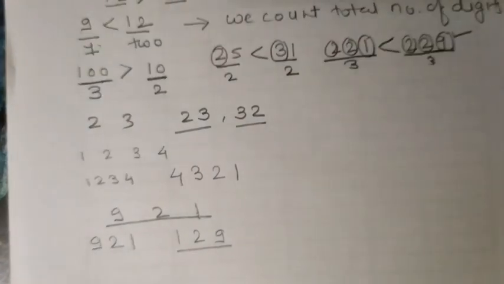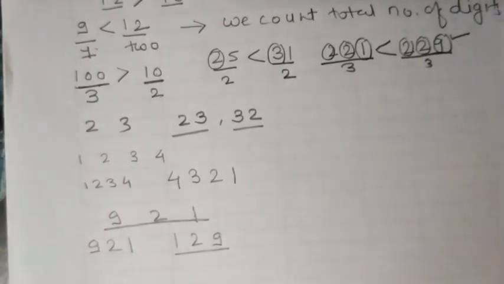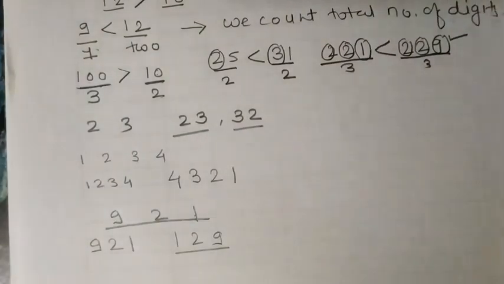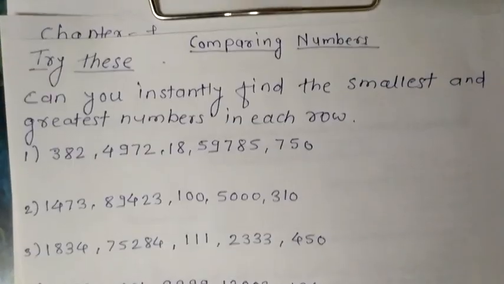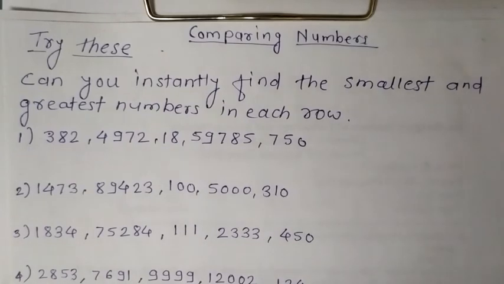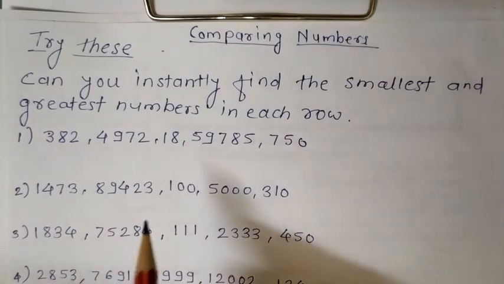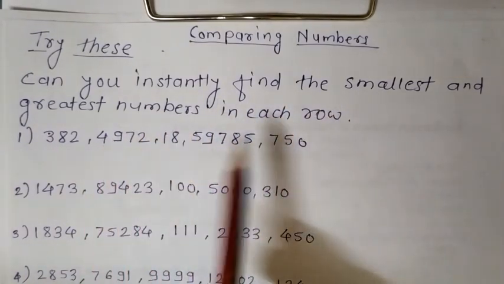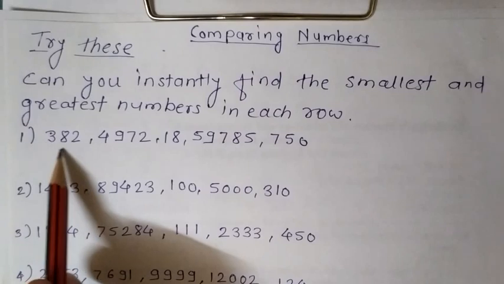Got it? Now friend, after this introduction part we will focus on some exercises, and these exercises are given in your textbook also. So here in comparing numbers, some exercises are given in your textbook. So the first one is: find the smallest and greatest number in each row. Okay, so in the first one they have given some numbers.